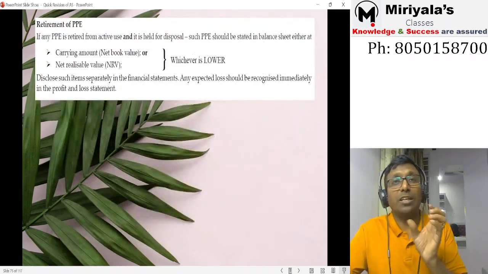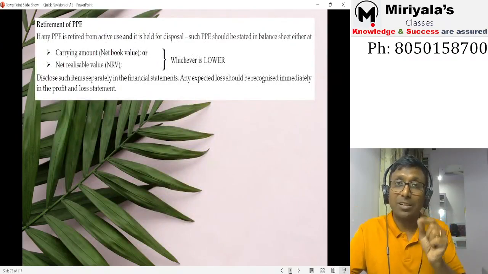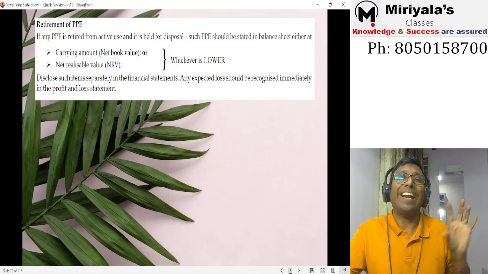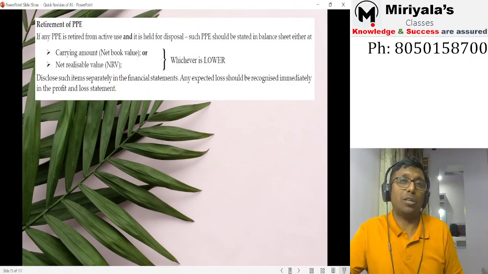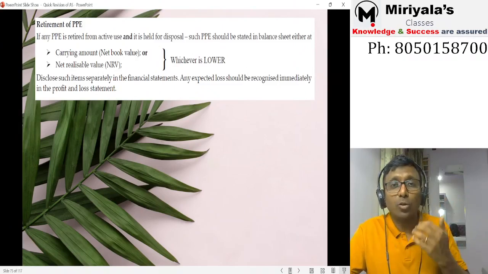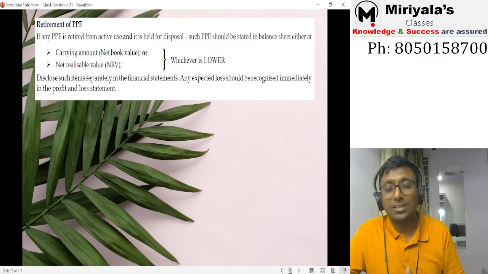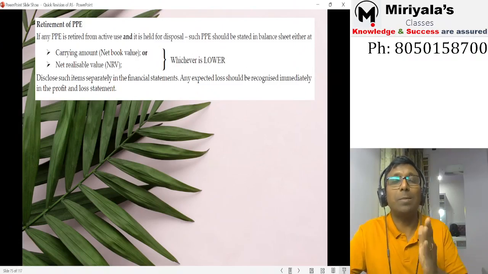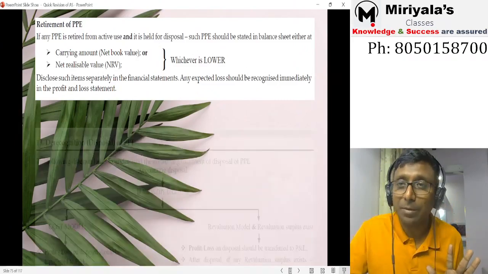I hope you understood. In case of retirement of property, plant and equipment, the asset is retired from active usage and it is held for disposal. This is important. Held for disposal means management's intention is to sell it off, not keep it. Under that circumstance, those fixed assets should be measured at book value or the NRV, net realizable value, whichever is lower. In this case, you may get a loss. If you get a loss, it is supposed to be transferred to profit and loss immediately.